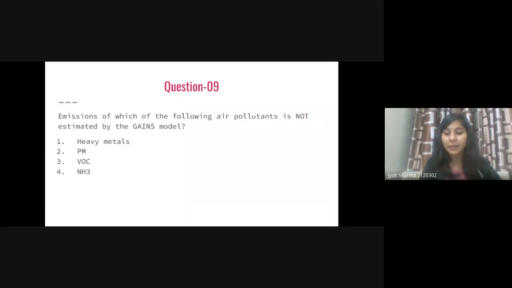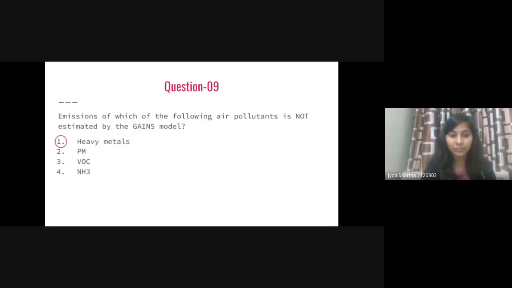We can't remember the characteristics of different models, but if it is one or two models that are popularly used for such calculations, then obviously we can remember that. I can understand that the characteristic features of each and every model we can't remember. Okay, so the answer is the first, that is heavy metals.